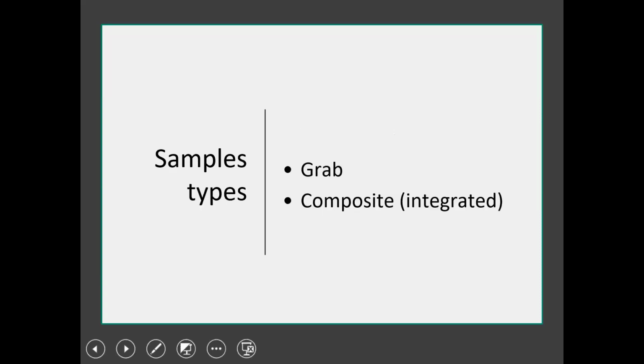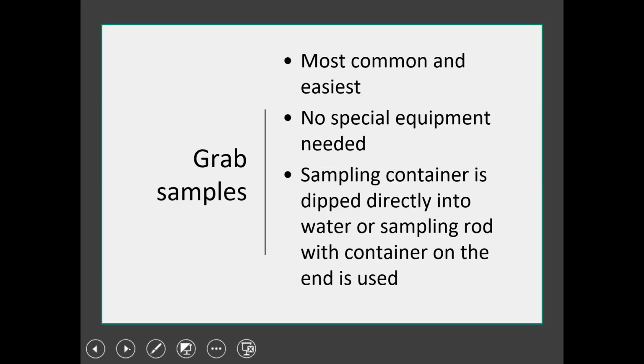We can also collect what are referred to as grab samples or composite samples. So a grab sample is what you're going to obtain for lab one. They're the most common type of sample. They're the easiest ones. You go to a tap, you fill up a bottle, and you've got a sample. You don't need any special equipment. You have a container, you go out to the Red Cedar, you collect a sample of water, then you bring it back to the lab to analyze it.